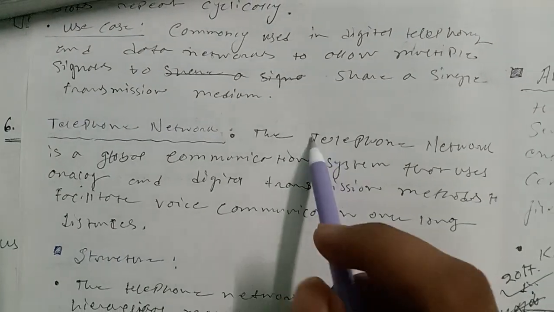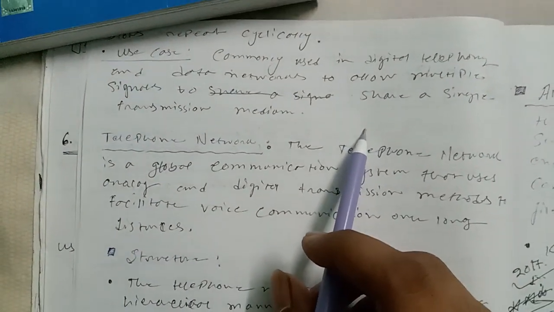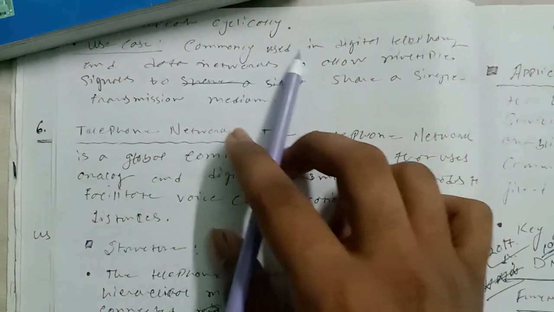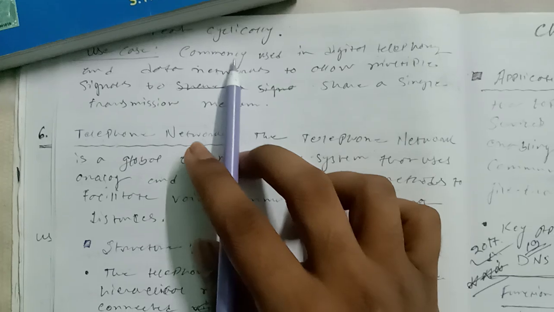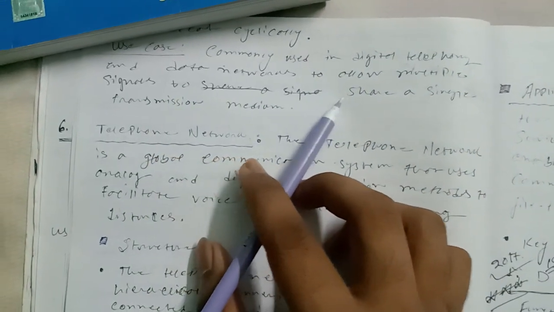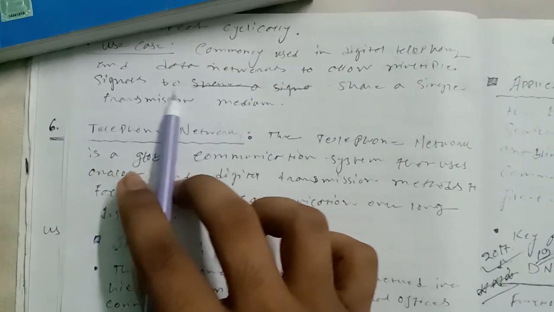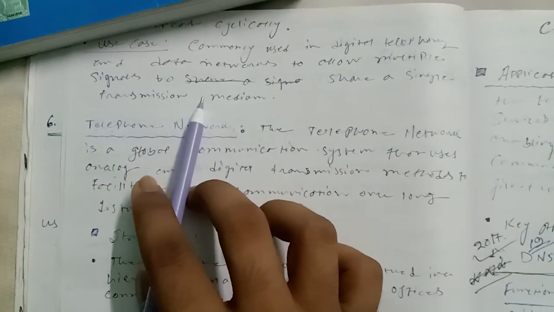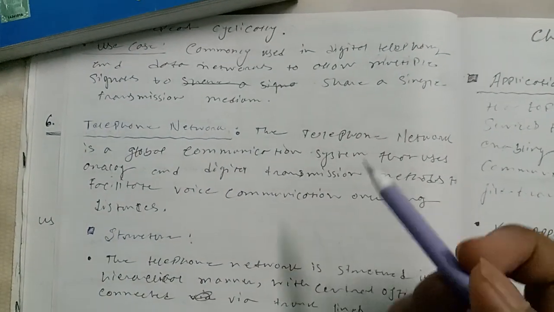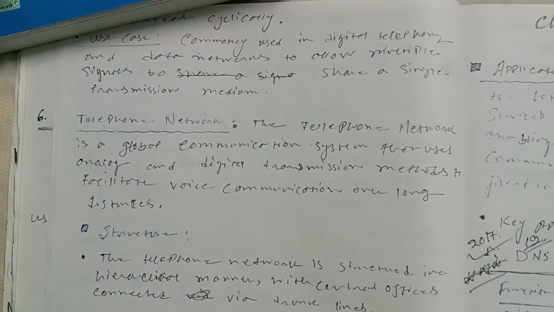So, what is the use case of the TDM bus? It is commonly used in digital telephony and data networks to allow multiple signals to share a single transmission medium. So it is used in order to share a single transmission medium.